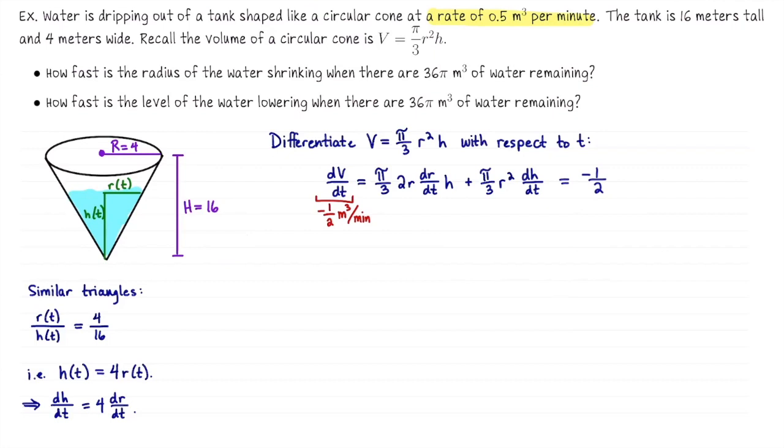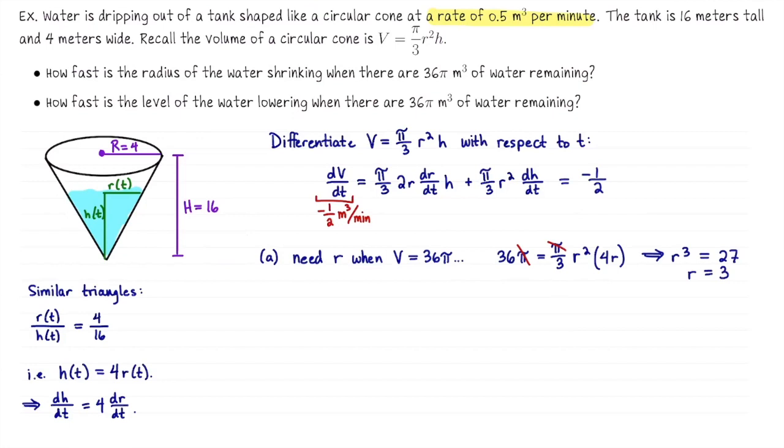So the next step, and you could have done this first actually, is to find r, the radius, if the volume is 36 pi. That's the moment we're interested in. So volume is 36 pi. Plugging that into our formula, we get that that must be pi thirds r squared. And then instead of h, I'm going to write 4r based on the similar triangles calculation we did on the left. Now I can divide 36 by 4. That gives me 9 times 3 is 27. So we get r cubed is 27, or in other words, r is 3. That also tells us simultaneously that h is 4 times 3, so it's 12.